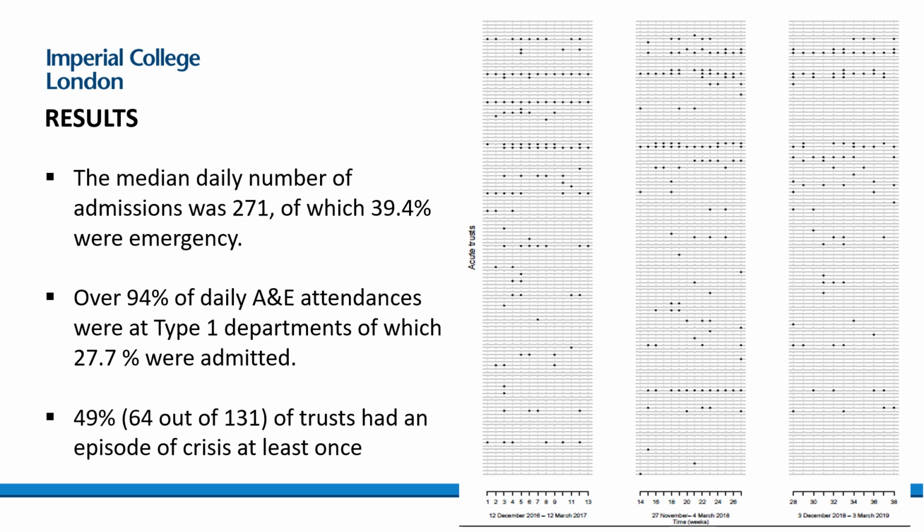However, on average, these trusts were larger ones. Furthermore, the daily number of cancelled outpatient appointments and the proportion of A&E attendances which were Type 1 were lower in trusts who did not have an episode of crisis.